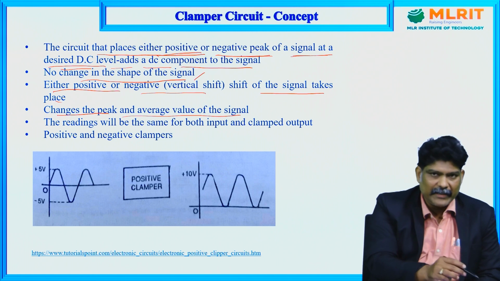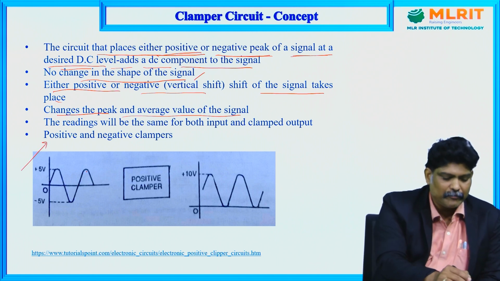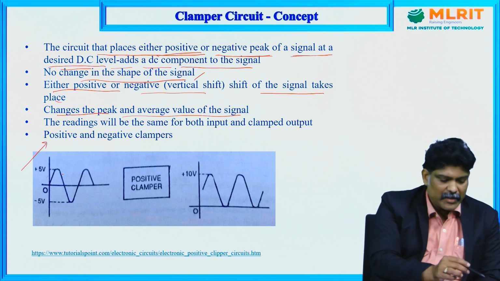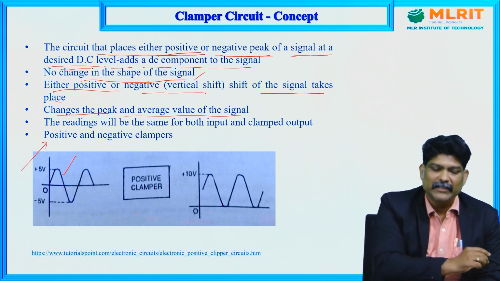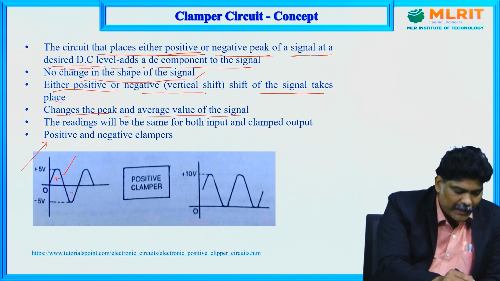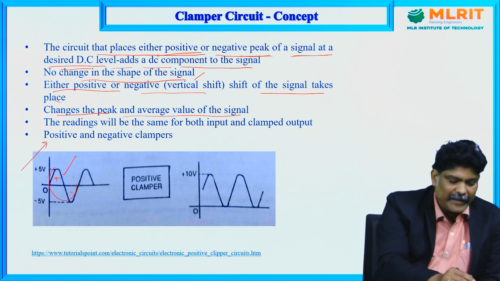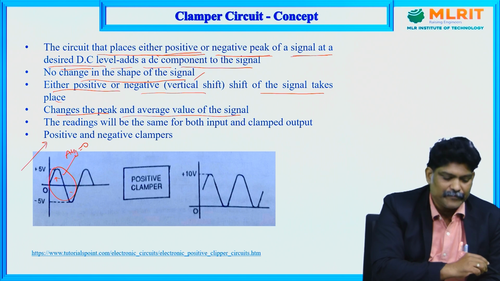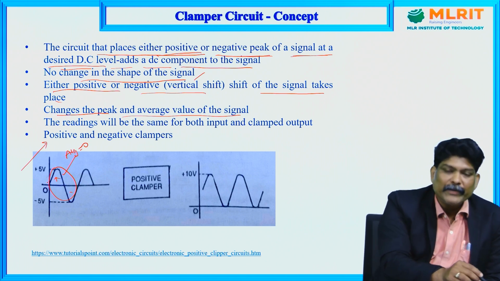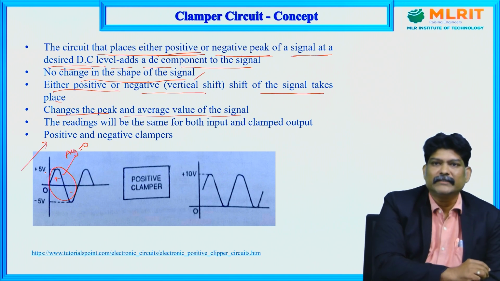Let us see an example of a clamper circuit. We have a sinusoidal input signal. What is the average value of this sinusoidal signal? We have a positive peak and a negative peak, and if you take the average of these two, they cancel out, so the average value of this input signal is 0. And what about the peak value? This is plus 5 and minus 5, so the peak value is 5 volts.